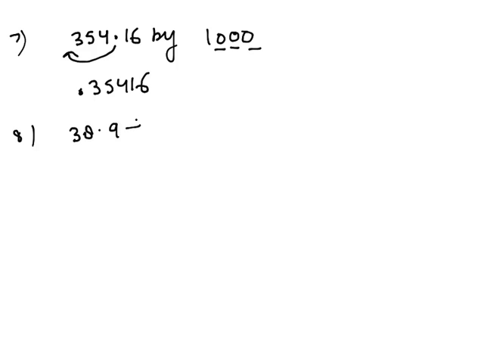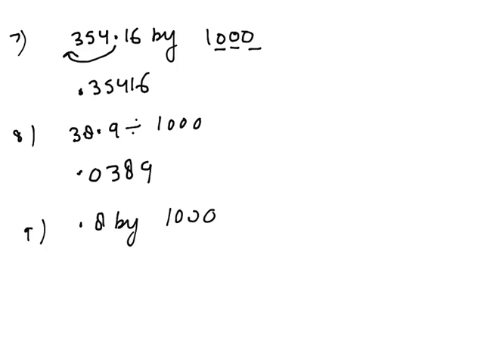Next, we have 38.9 and we are dividing it by 1000. So we have to shift the decimal point by 3 places. We have only 2 digits, so we will put a 0. We will get 0.0389. If we have only a single digit like 0.8 and we are dividing it by 1000, what will we do? Here we have nothing, so we will put the 3 zeros and then put the decimal point, 1, 2, 3, because we have nothing to shift, so we place the 0.